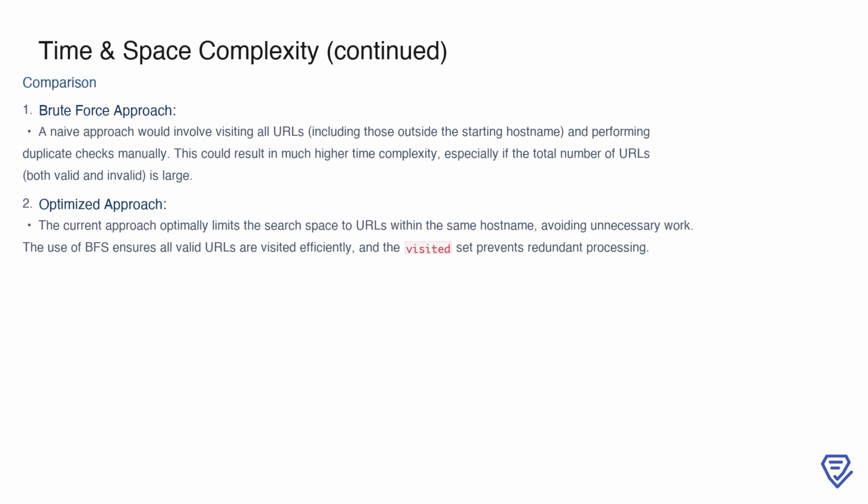Comparing this approach to a brute force method highlights the efficiency gains. A naive approach might involve visiting all URLs, including those outside the starting hostname, and manually checking for duplicates. This could dramatically increase the time complexity, especially if the total number of URLs, both valid and invalid, is large. In contrast, our optimized approach restricts the search to URLs within the same hostname, significantly reducing unnecessary work. By employing a breadth-first search, we ensure that all valid URLs are visited in an efficient manner, and the visited set prevents redundant processing. These optimizations not only improve performance but also keep both the time and space complexity manageable.